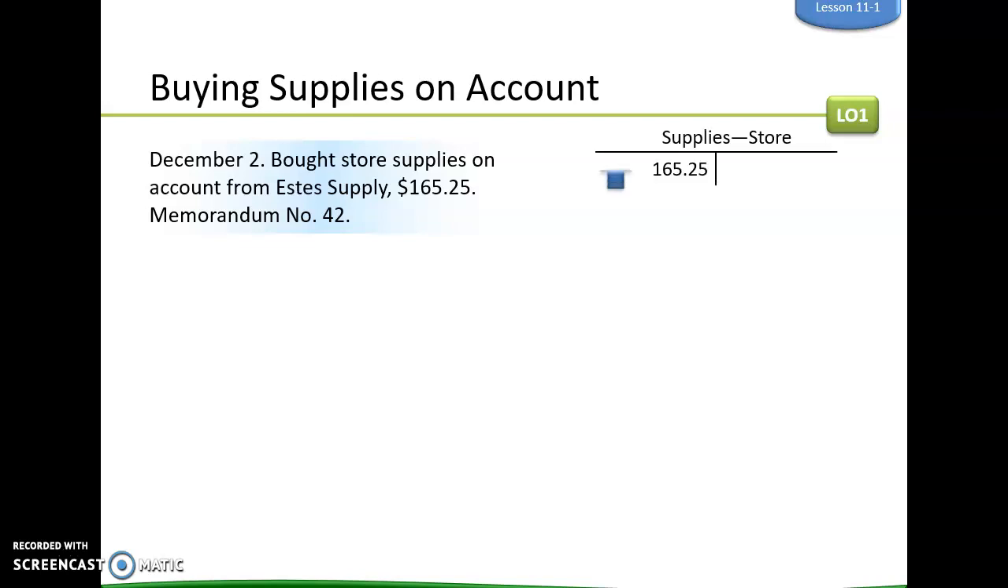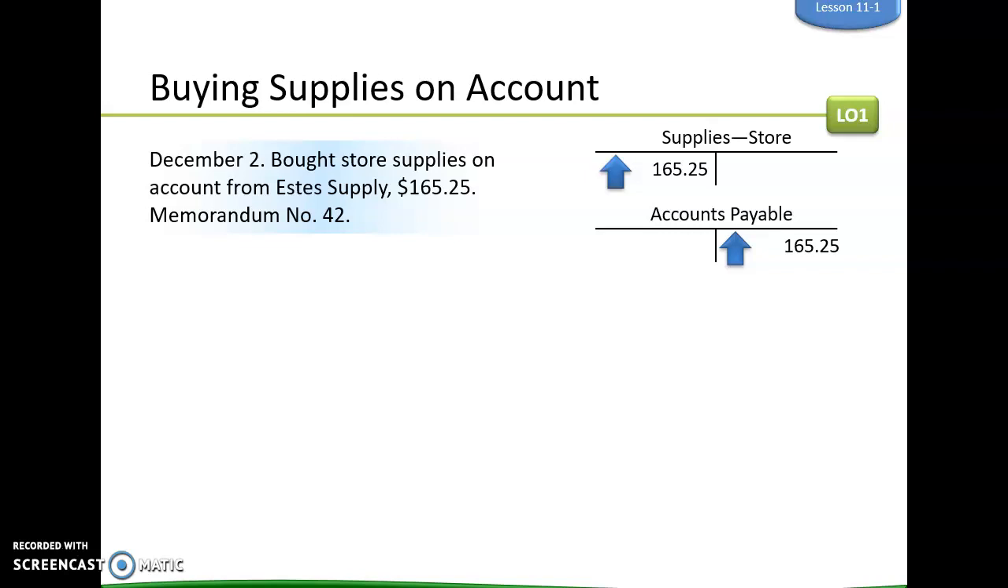So our transaction would be, we're going to debit supplies for the store. And why do I have a dash after store? Well, there could be multiple supplies accounts, and we know that this is for store supplies. So we want supplies-store. We're going to debit it because its normal balance is a debit, so to increase it, we would debit it.